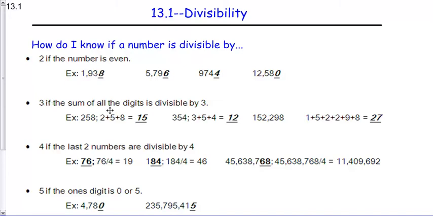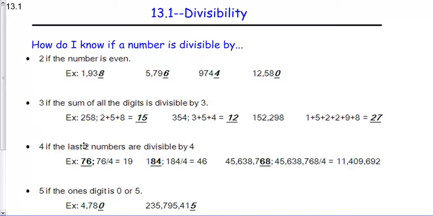A number is divisible by 3 if the sum of the digits is divisible by 3. If we look at these examples, 258: 2 plus 5 plus 8 is 15, and 15 is divisible by 3. 3 plus 5 plus 4 is 12, that's divisible by 3. 152,298: add those up, you get 27. That's divisible by 3.